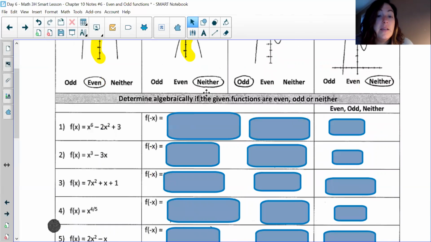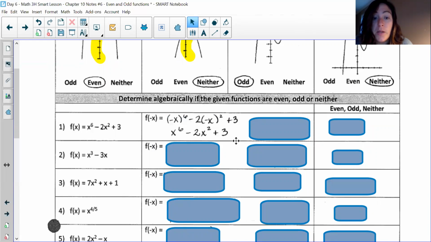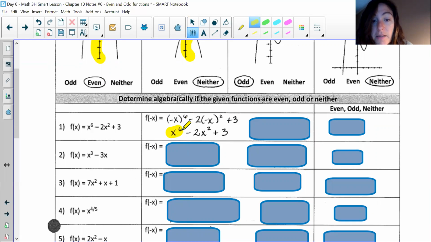So substitute in negative x into my equation, and I end up getting negative x to the 6th power minus 2 times negative x squared plus 3. So negative x to the 6th power is x to the 6th power. Negative x squared is x squared, times negative 2 is negative 2x squared, plus 3. So we end up getting x to the 6th minus 2x squared plus 3, which is f of x.